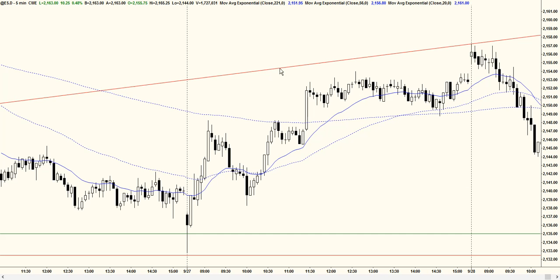We have a measuring gap right there, so possible. We got that, and then we went several ticks below this measuring gap at this point, so you have to be thinking about a measuring gap from here.